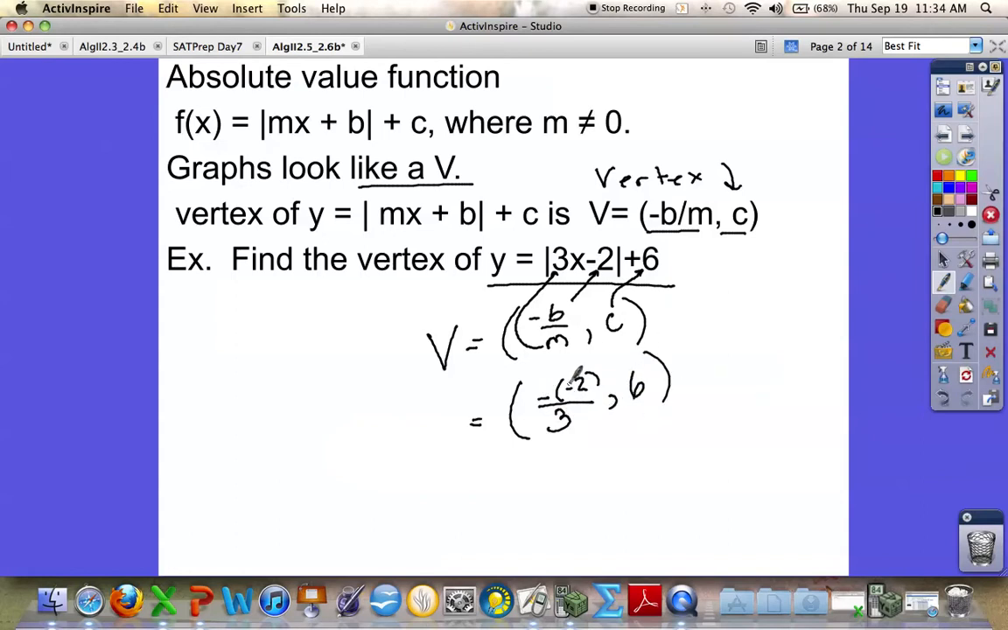And of course we can simplify a negative 2. That's simply positive 2 over 3 comma 6. And this would be your vertex.